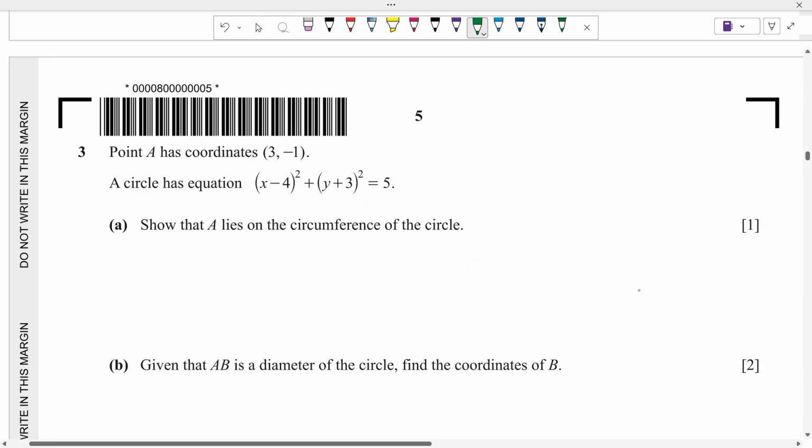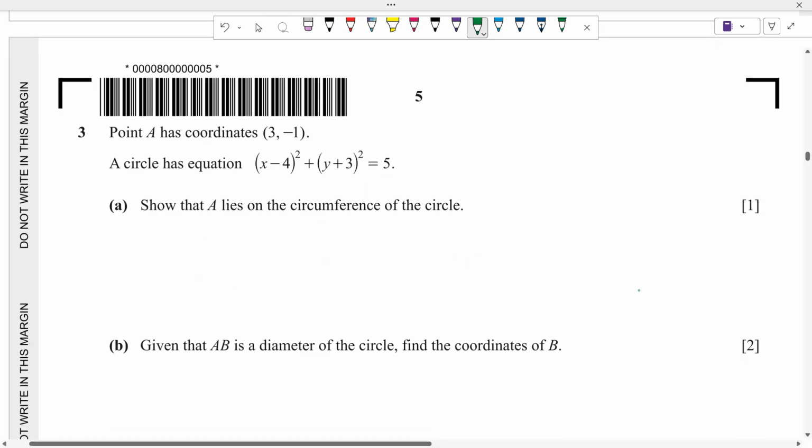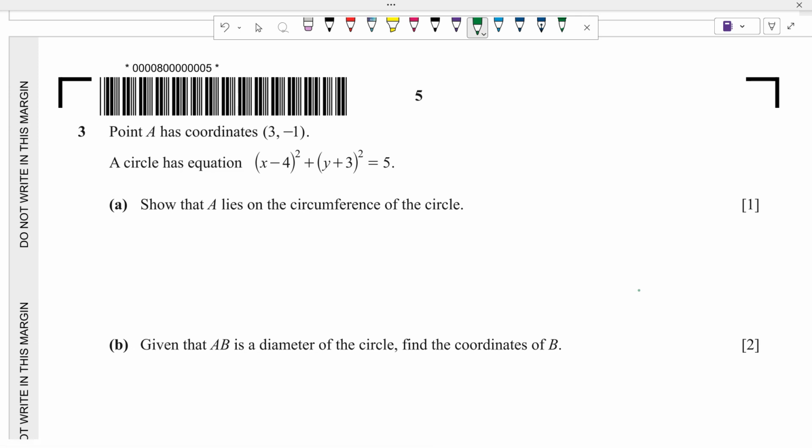Okay, let's move to question number 3. Point A has the coordinate (3, negative 1) and the circle has the equation (x minus 4) whole square plus (y plus 3) whole square is equal to 5. Show that A lies on the circumference of the circle.